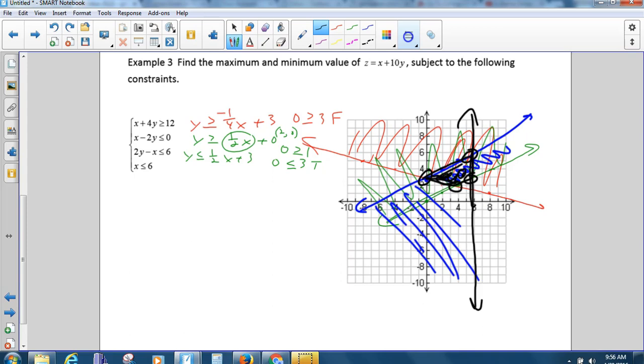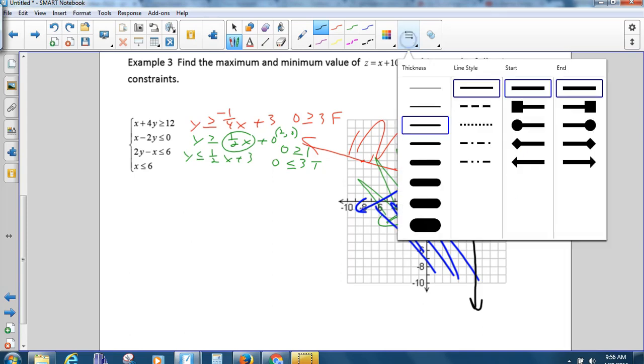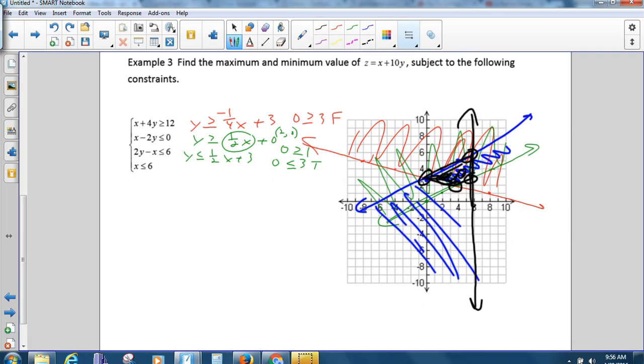I know it's kind of blurry, but those points are 0, 3, 4, 2, it's underneath, 4, 2, 6, 3, and 6, 6.